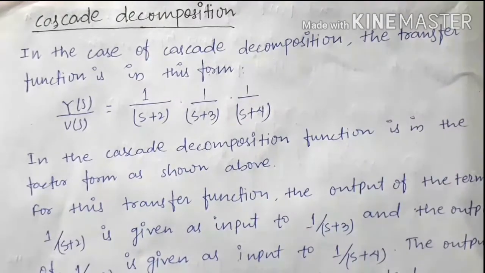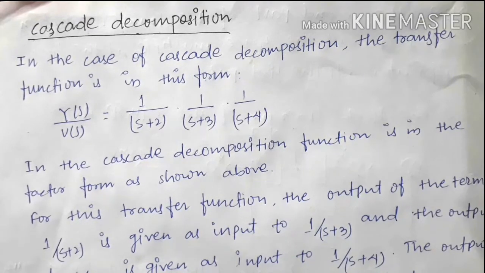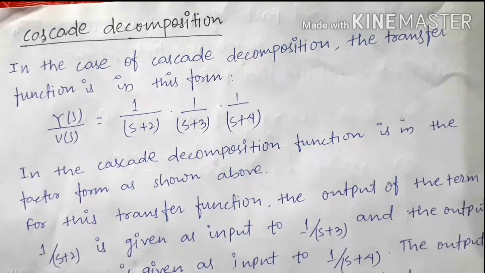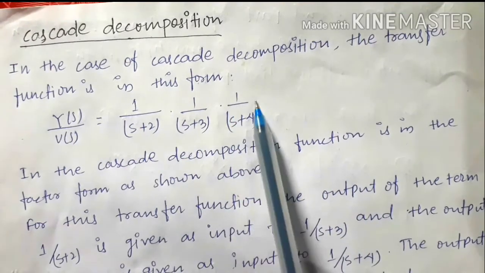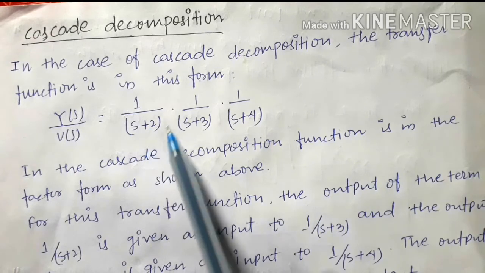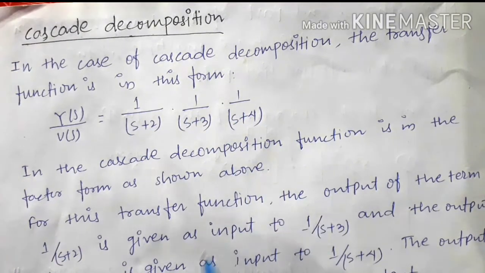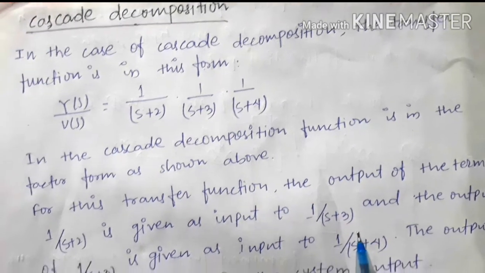In this video lecture I am talking on the topic cascade decomposition. At first, what is cascade decomposition? Anything which is connected in a series form is cascade. In case of cascade decomposition, the transfer function is in this form: Y(s)/U(s) equals 1/(s+2) into 1/(s+3) into 1/(s+4). Means the function is in the factor form.